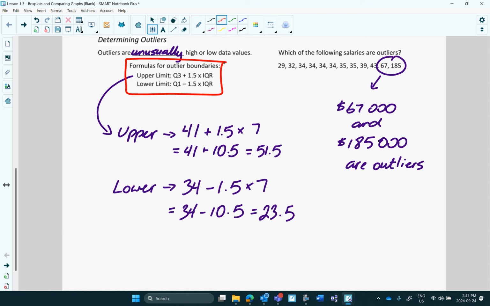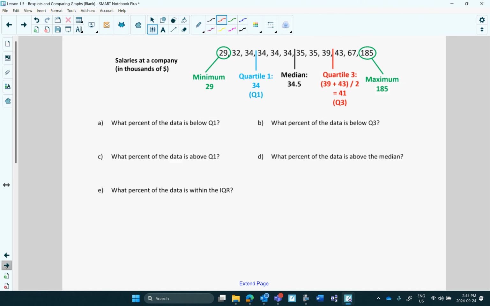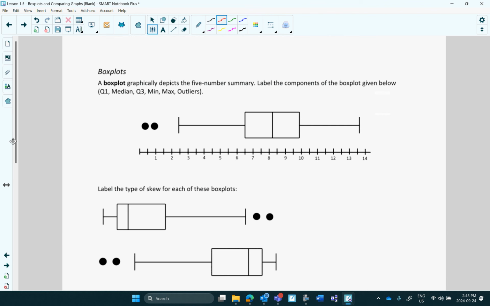One thing we can do with 5-number summaries that we saw up there, and what are the 5 numbers in a 5-number summary? Minimum, Q1, median, Q3, maximum. We can graph them. And the graph that we use is called the box plot. Sometimes you'll hear it called the box and whisker plot because it has a box and a couple of whiskers.